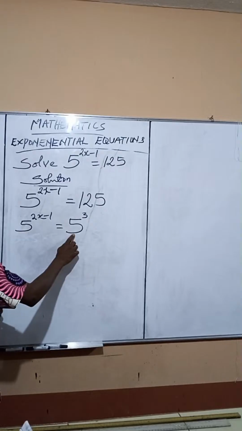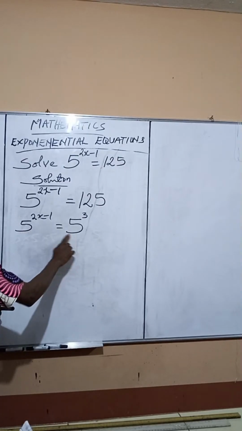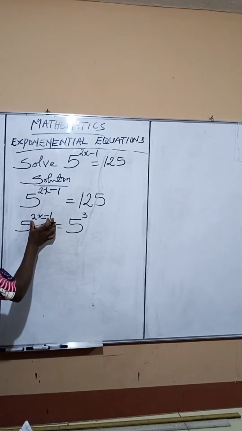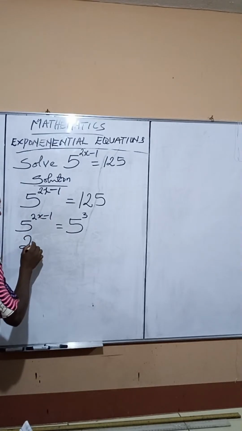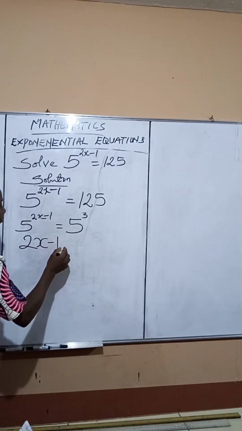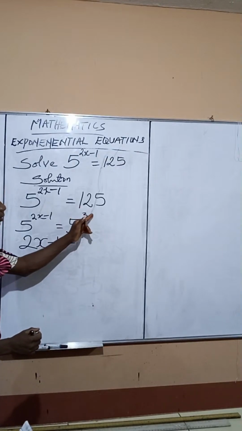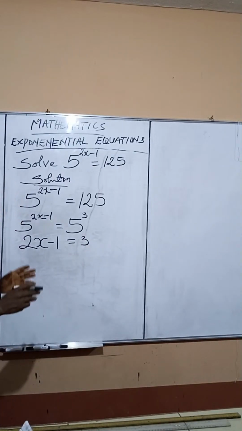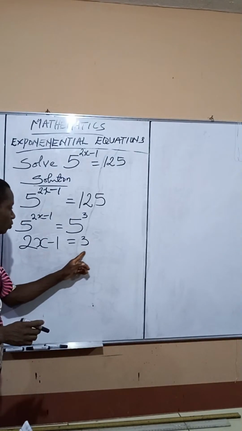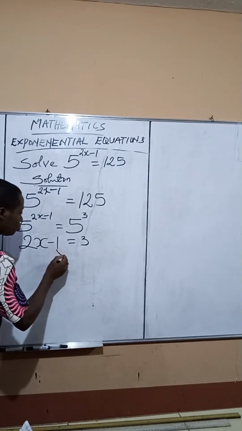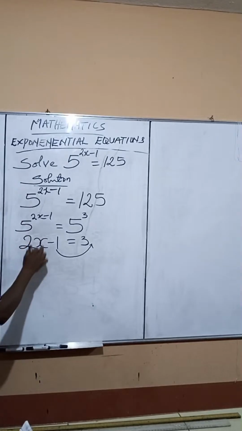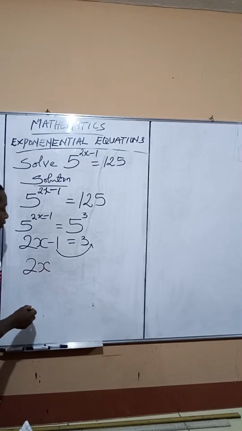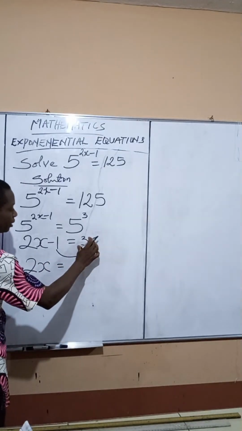So, since the bases are now equal, we can equate the exponents. At the left-hand side, we have 2x minus 1 equals, at the right-hand side, we have 3. So what to do next is to transfer minus 1 to this other side, leaving 2x at the left-hand side for now. So we have 2x equals 3.